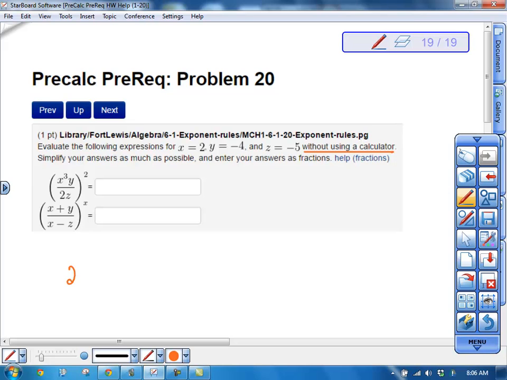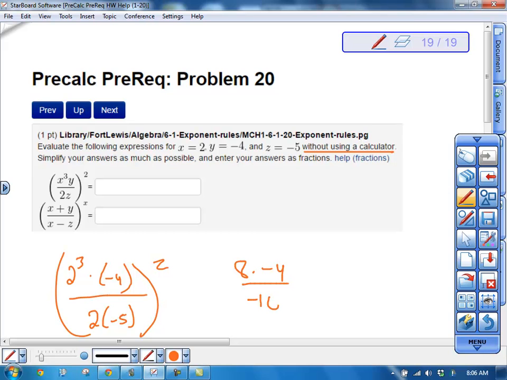Plug that in, you get 2 cubed times y equals negative 4 all over 2 times z. And then we're going to square that. So that's 8. 2 cubed is 8 times negative 4. So we have 8 times negative 4 all over negative 10. And we want to square that. Well, the double negatives cancel. So I have 8 times 4 divided by 10. That's 32 divided by 10, squared.